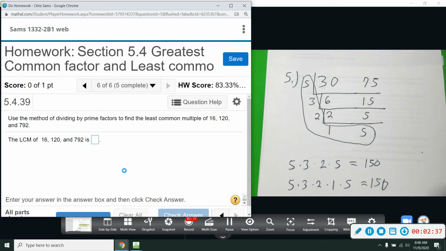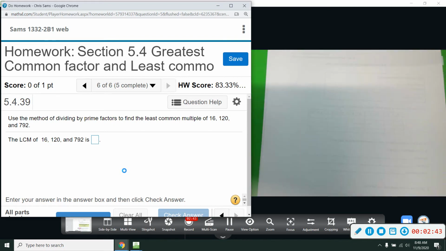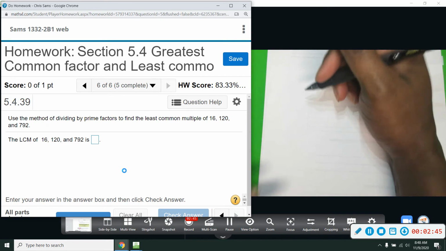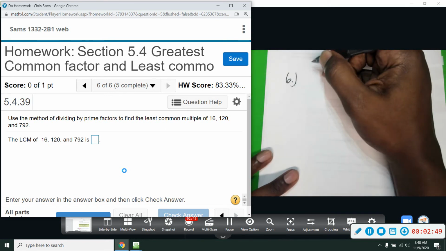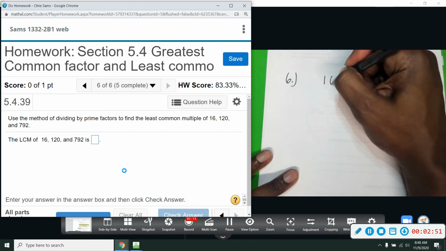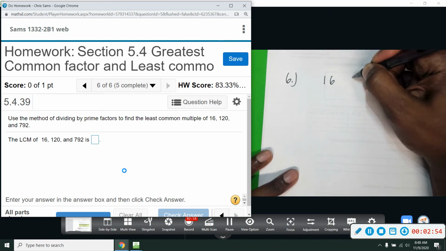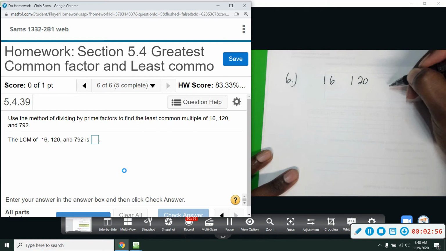Then it says use the dividing method by dividing prime factors to find the least common multiple. So here's one with 3 terms, so we'll get to see that in action, hopefully. Number 6, we have 16, 120, and 720, 792.